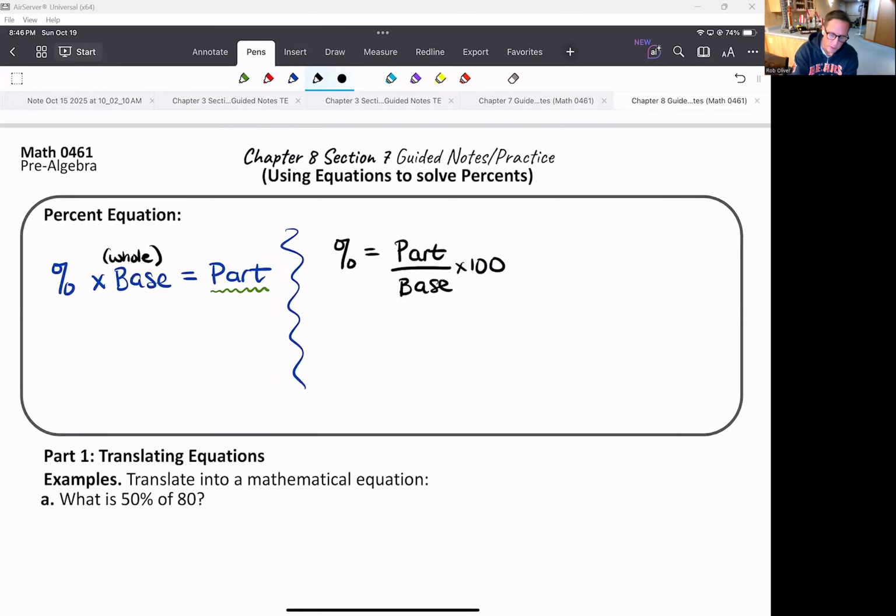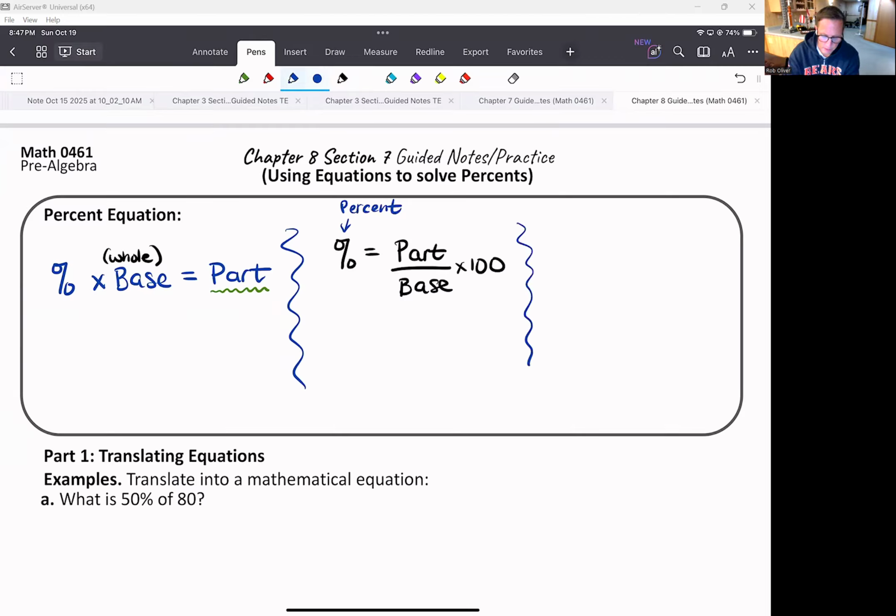So that's the second thing that is great for: when you're looking for the percent. The problem says what percent, or find the percent. That's the unknown part of the problem. That equation right there will get you what you need. Take the part and divide it by the whole, or the base.